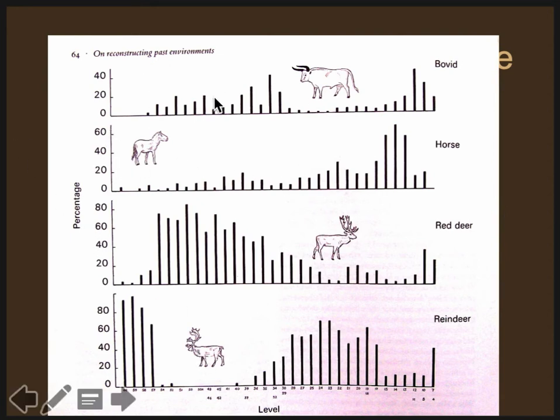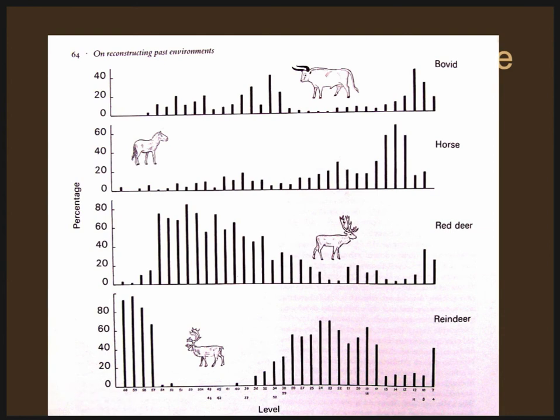this is showing you percentages of different animals per time in a North American site. You can see these are the earlier levels, and these are the later levels. What you see is that earlier on you have more red deer than reindeer. Then as you go through time, the red deer decreases and the amount of reindeer increases. This is probably indicating a shift from warmer temperatures to colder temperatures, because reindeer and caribou would predominate in colder temperatures, whereas red deer, white-tailed deer, species like that would predominate more in warmer temperatures.